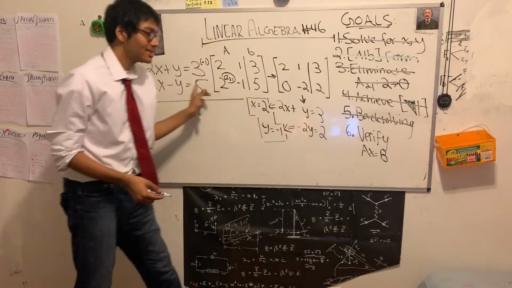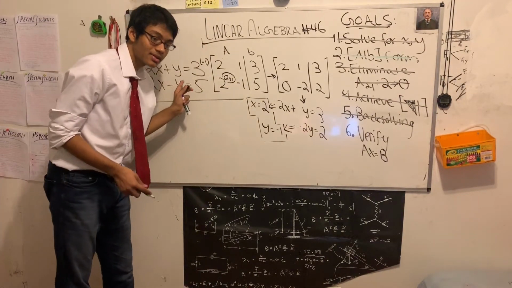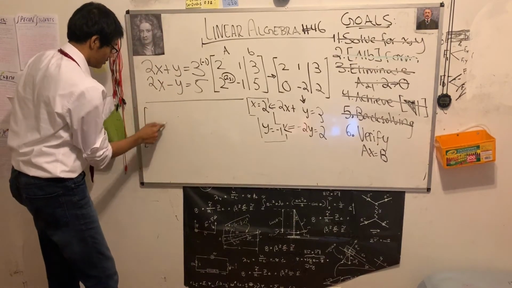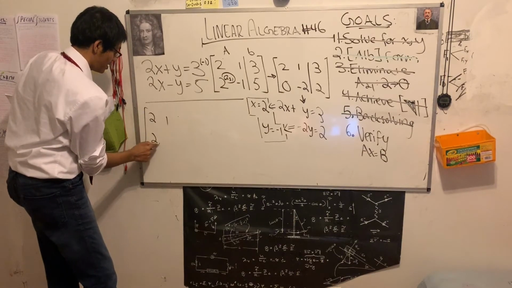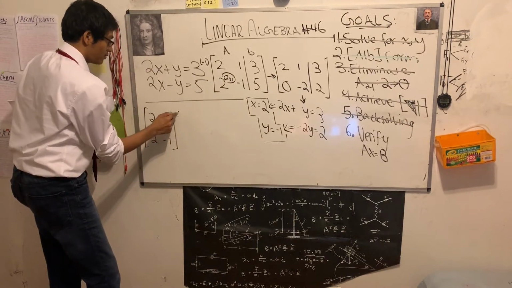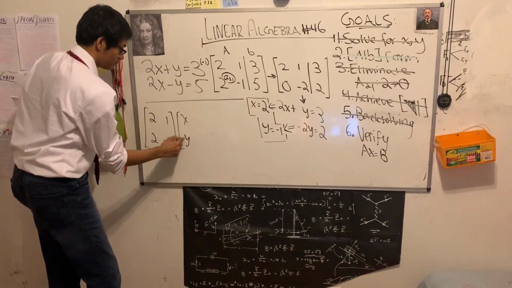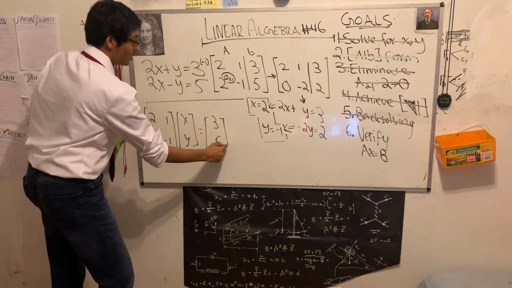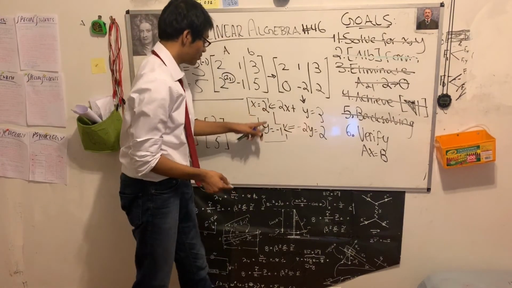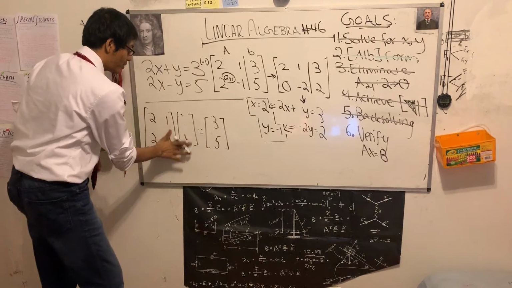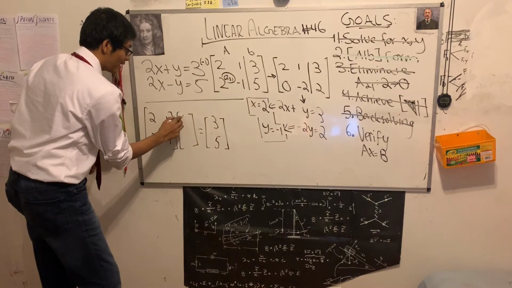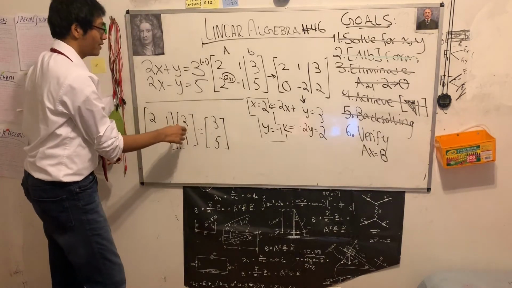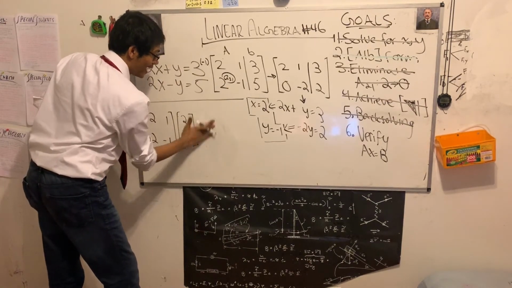So how can I express this as Ax equals B form? Any idea? The matrix 2, 1, 2, negative 1, times x, y would equal 3, 5. But now we know what x, y is, or we hope we know. x, y is 2, negative 1, right? So can we plug in? If we plug in 2 and negative 1, I should get 3, 5. Let's see what I really get.